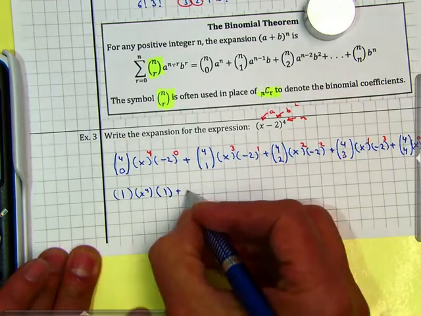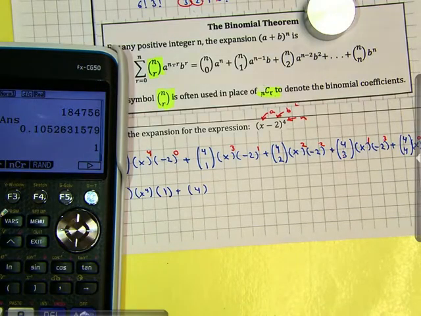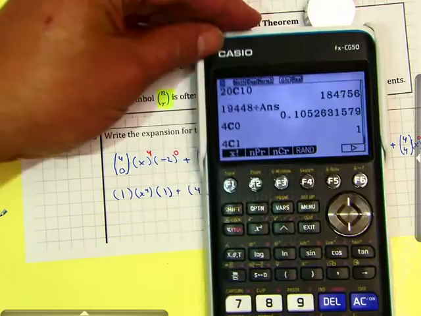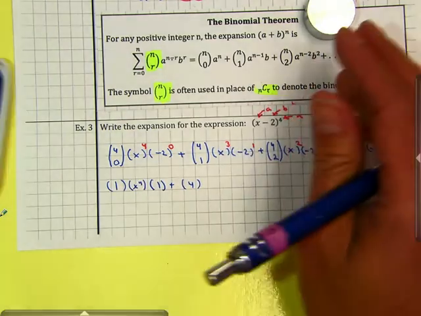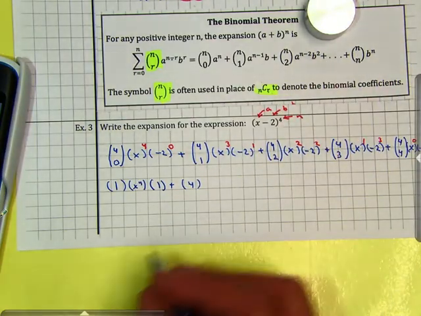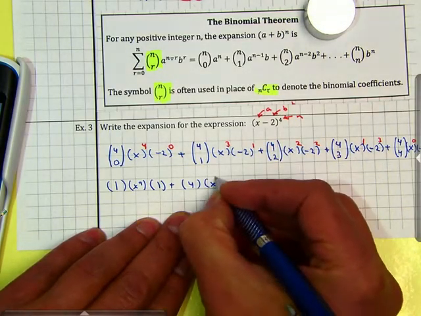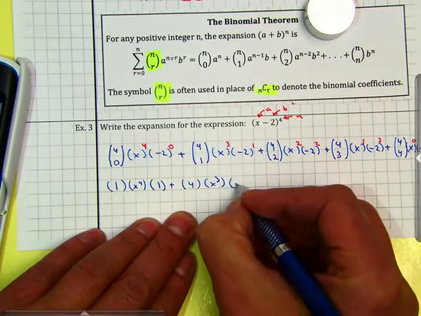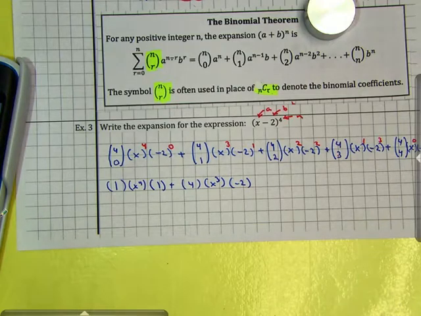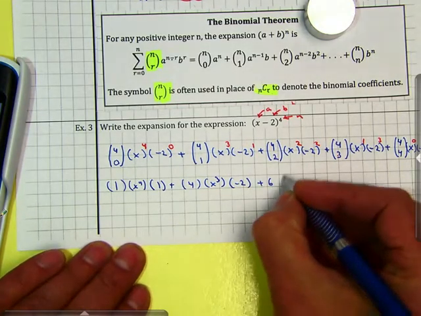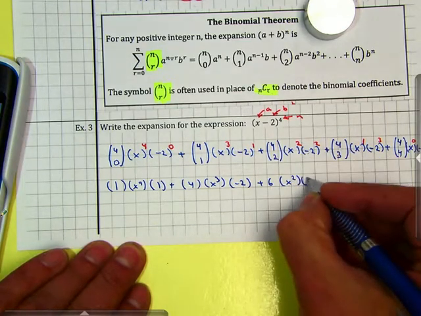4 choose 1 is 4. You can type into the calculator, 4 choose 1. There are only 4 ways of selecting one person out of 4 people. x to the 3rd, and negative 2 to the 1st power will be just negative 2. 4 choose 2 will give you 6. x squared is x squared. Negative 2 to the 2nd power will be positive 4.